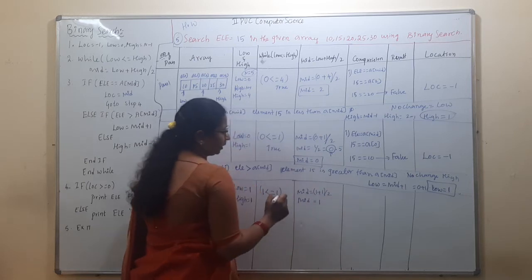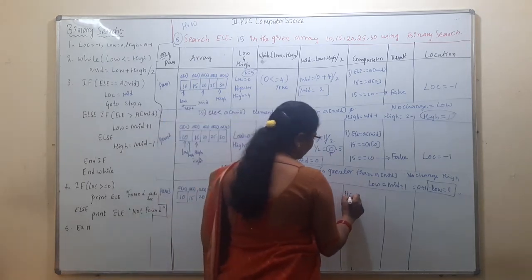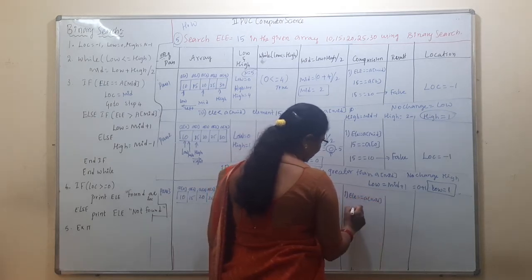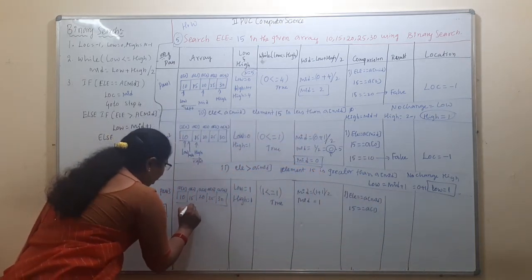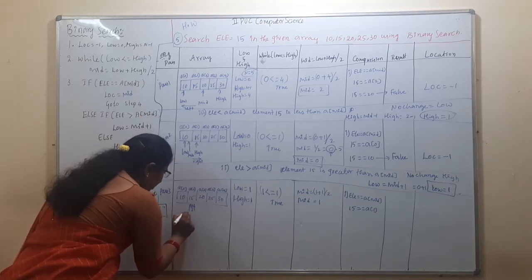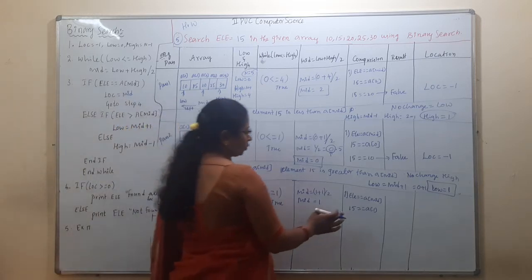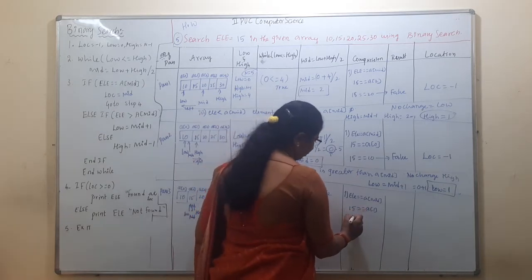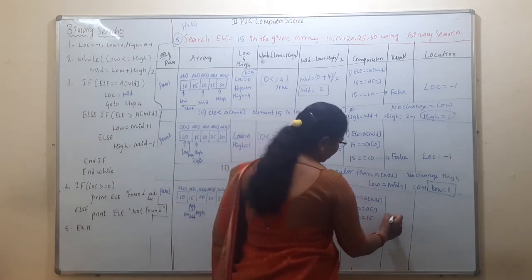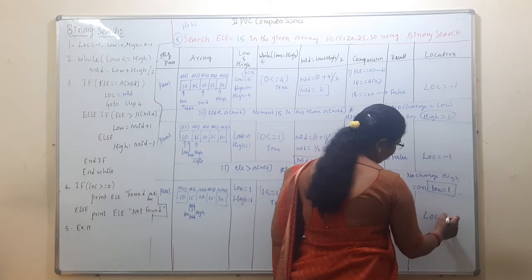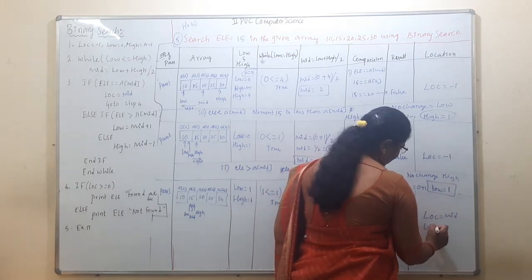Mid equals 1. So we are comparing the given element with A of mid. 15 is equal to A of 1. So all the pointers are pointing towards 1: one is low, one is mid, another one is high. So 15 is equal to 15. The condition is true. When the condition is true, change the location equal to mid. What is the location? 1.